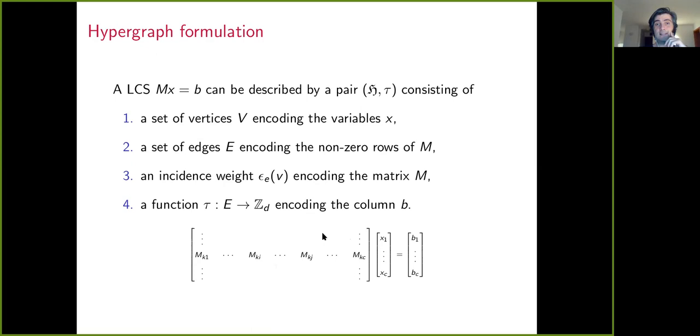You can think of the non-zero entries in each row as corresponding to an edge. And once you pick a vertex, the corresponding matrix entry is the incidence weight. The right-hand side, the column B, can be encoded as a function on the set of edges. That is a more suitable formulation because we will see that we can actually associate a topological space with this pair.